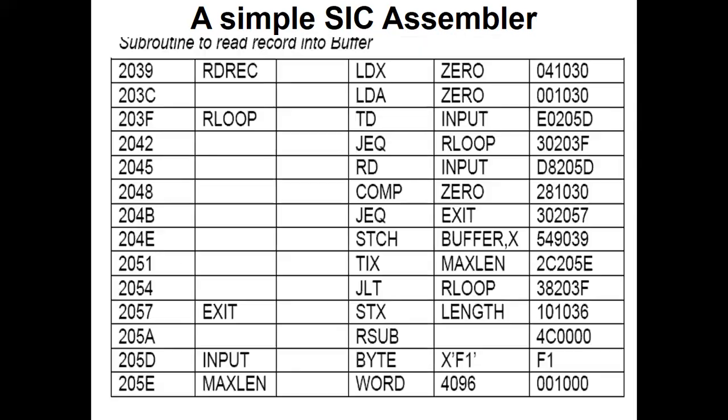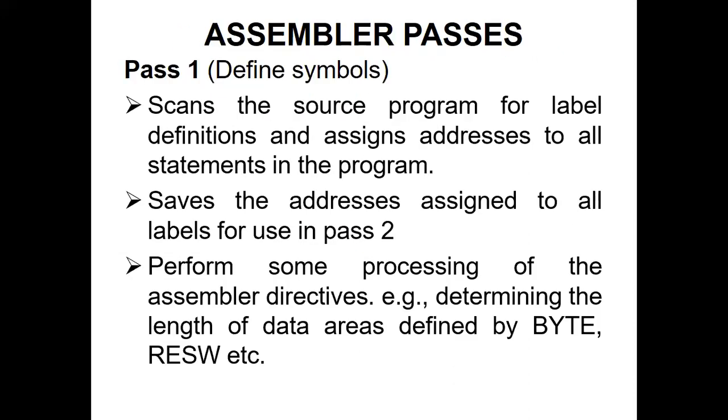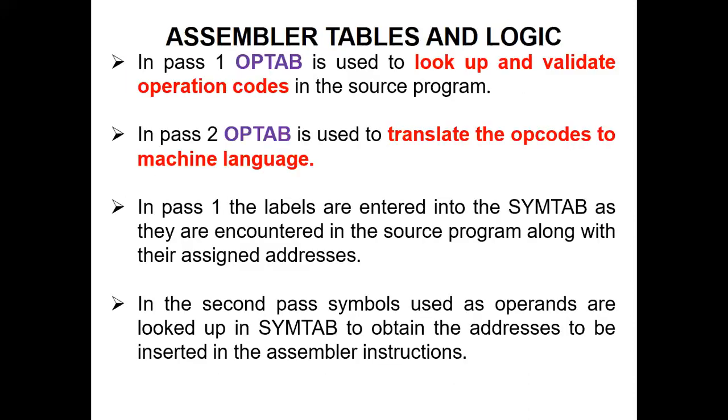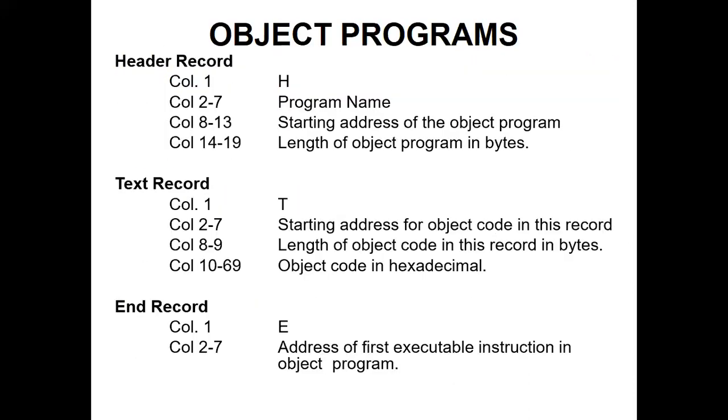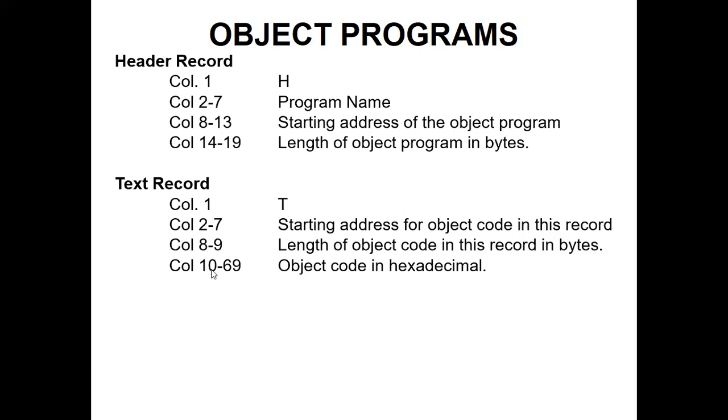Now, according to the syntax of this text record, they are telling you that the instructions themselves are going to begin from the 10th character up to 69. 69 should be the maximum. It can be less, but don't write machine language instructions which are exceeding 69.